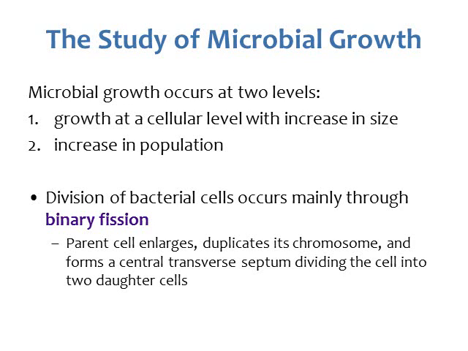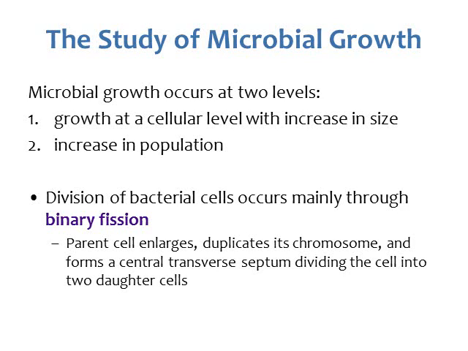So when we talk about growth, we usually are looking at the second type, which is the increase in population size. So this is where we have one bacteria, it splits into two, those two split into four, and so on. So the division of bacteria cells, it occurs mainly through a process called binary fission. So first, the parent cell enlarges, so it goes through growth of increasing in size. And then we get into the binary fission part.